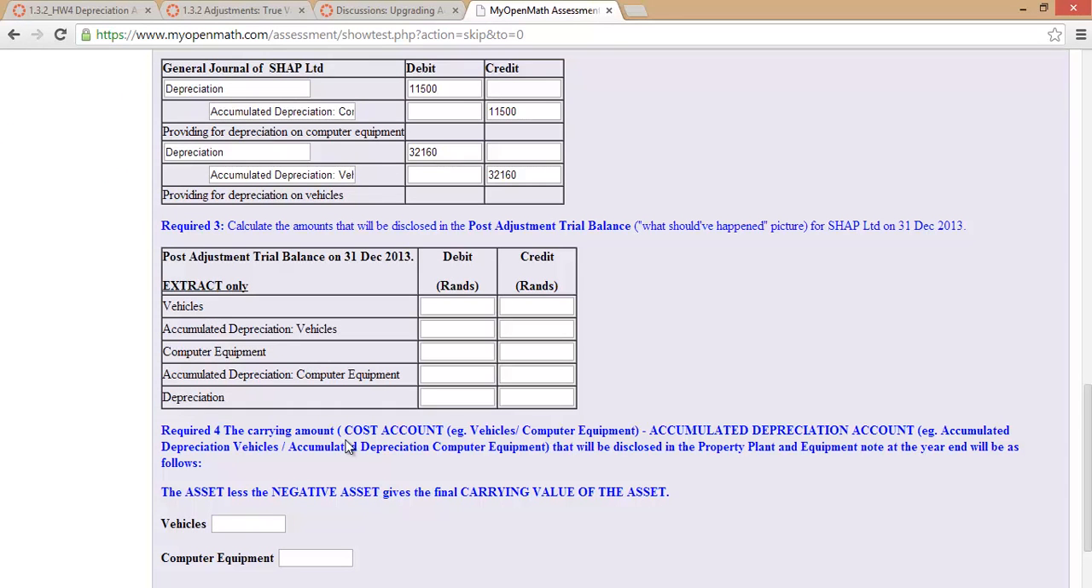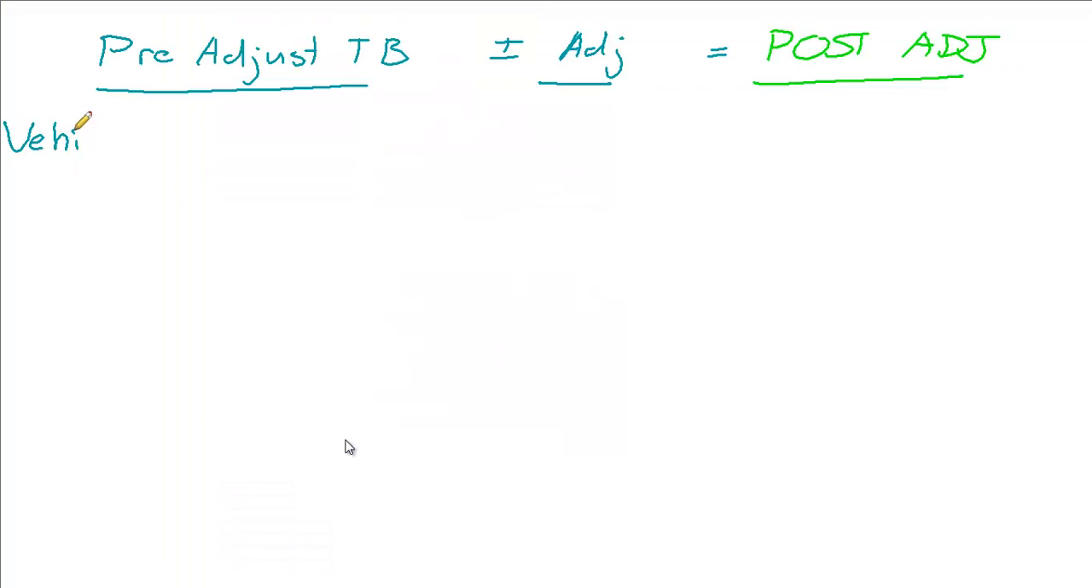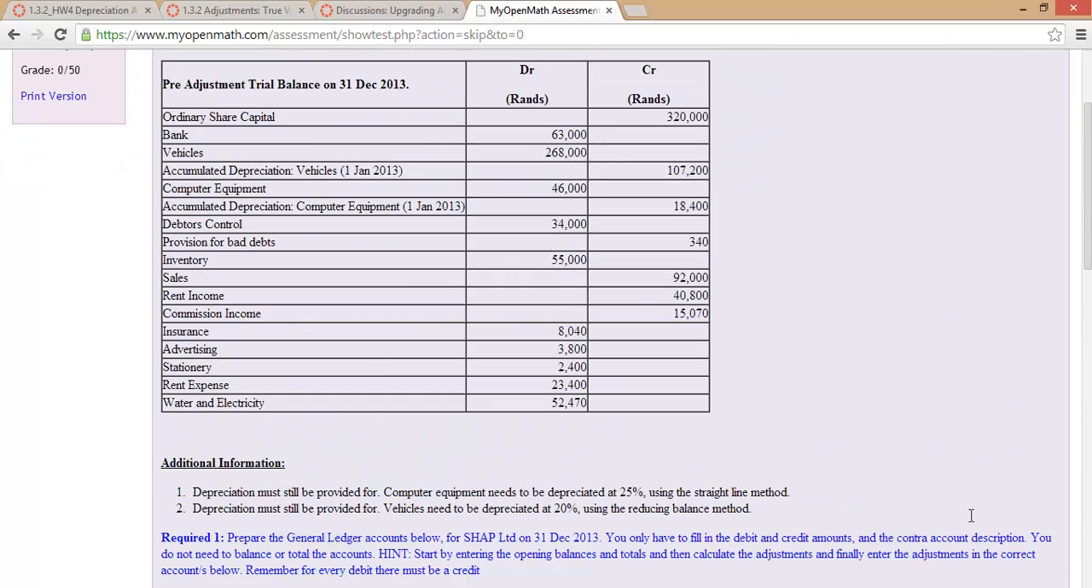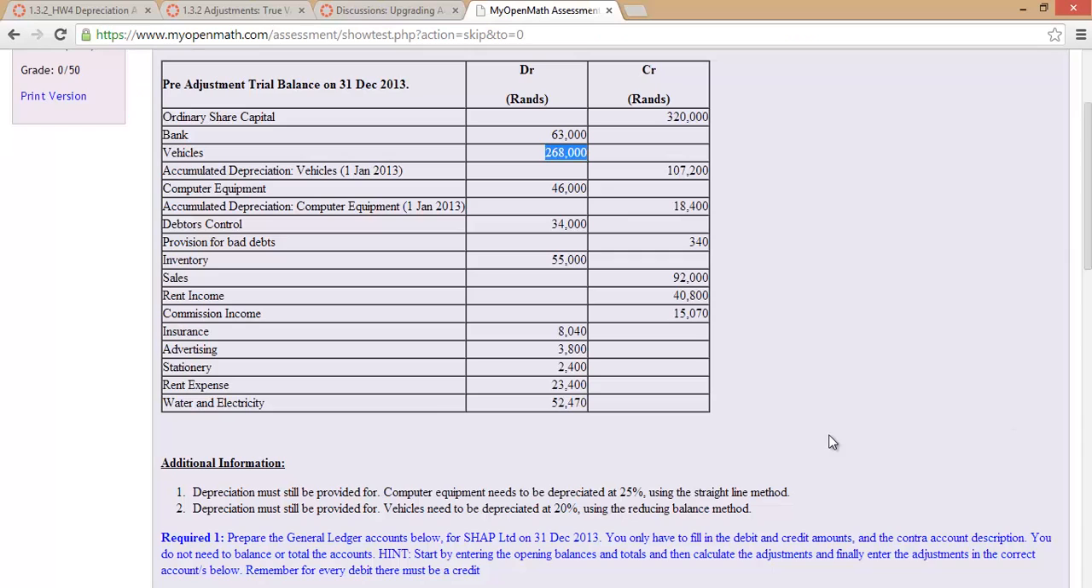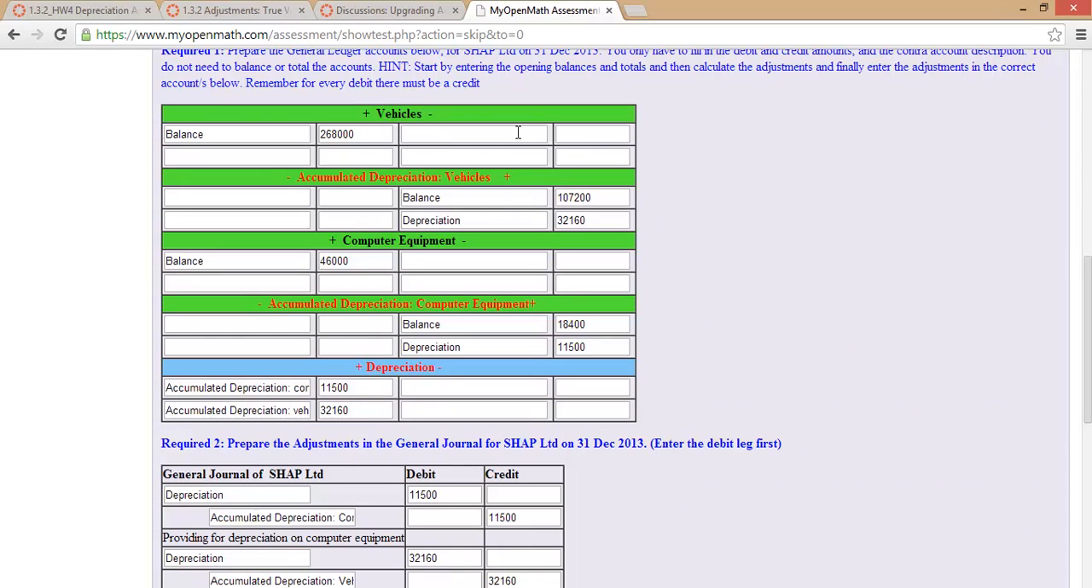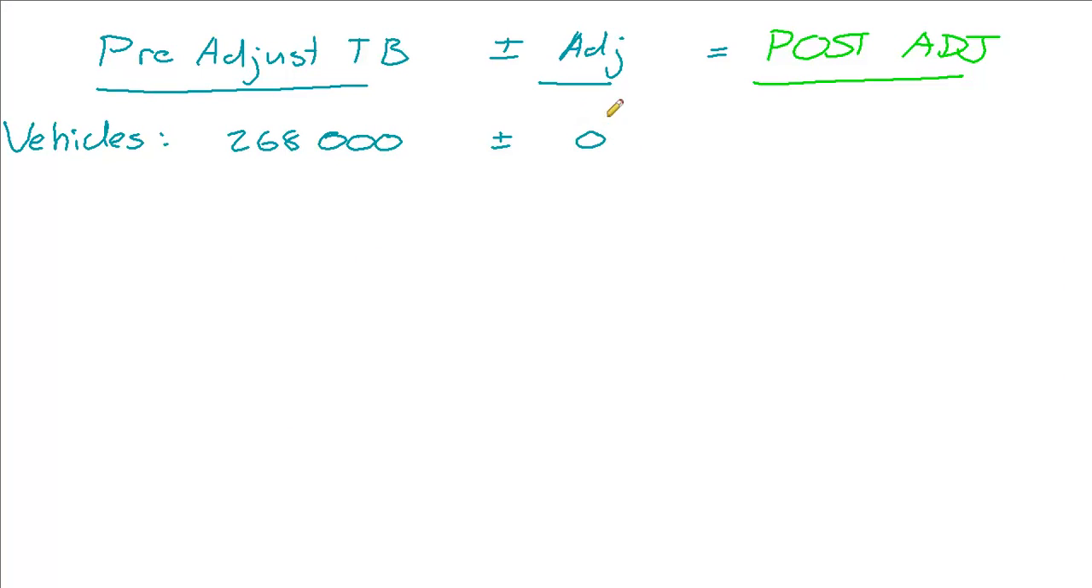Let's start with vehicles. If we look at the vehicles account, the pre-adjustment trial balance says that my vehicles has a balance of 268,000. Then we made the adjustment to vehicles, which was absolutely nothing. If you look at your ledger, we didn't do anything to the vehicles account as such. The only account that we touched was the accumulated depreciation one. So that's why my adjustment for vehicles is nothing, and my post adjustment figure is going to be 268,000 Rand.